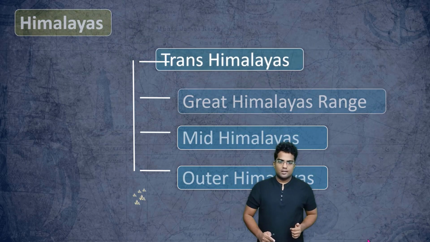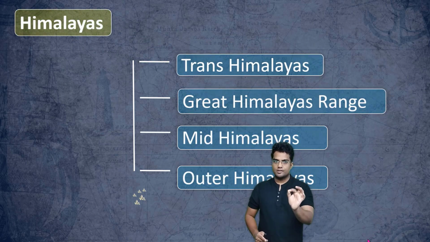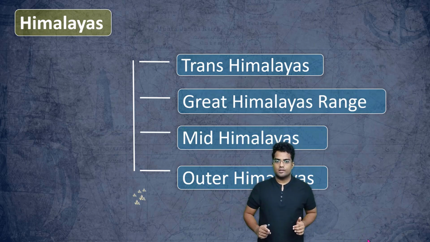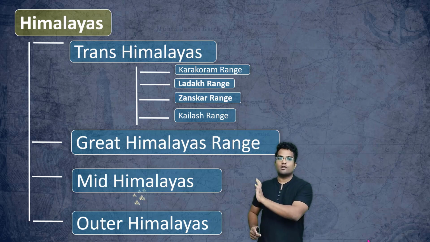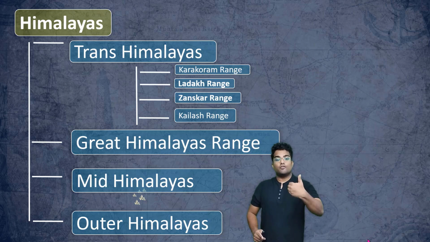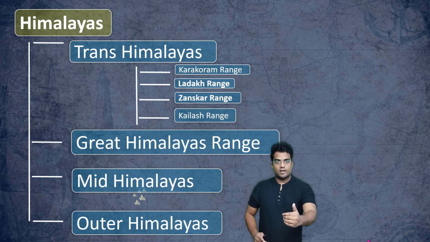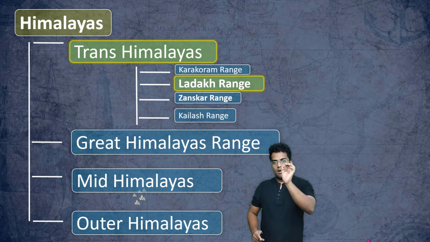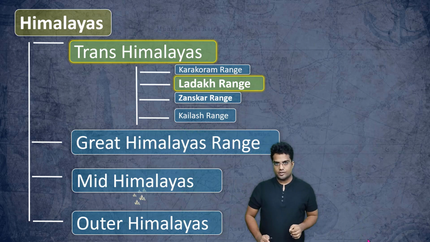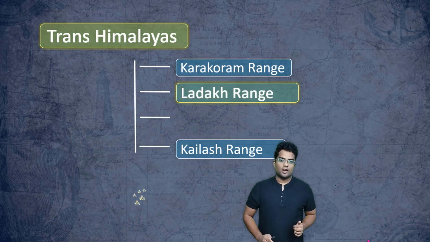So this is how it looks. The Himalayas division: Trans, Great, Mid, Outer, and this is the entirety of the division. The Himalayas is divided into 4 parts. The Trans-Himalayas is also divided into 4 parts. We are interested at this point in the Ladakh range. The Himalayas is divided into Trans, Great, Mid, Outer Himalayas, out of which the Trans-Himalayas is divided into Karakoram, Ladakh, Zaskar, and the Kailash range. We are interested in the Ladakh range.